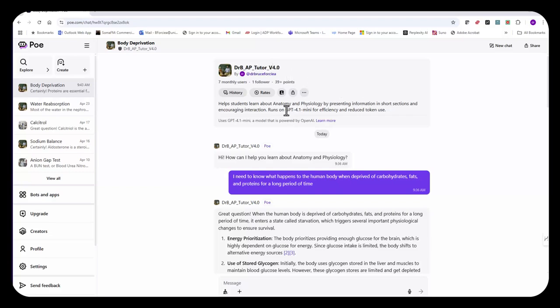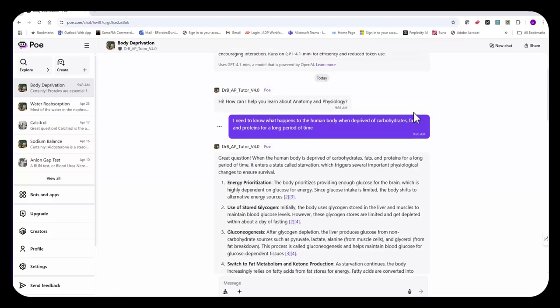This bot runs on GPT 4.1 mini, which actually reduces the token use. Now my older bots ran on the full-blown GPT 4.0 version, which actually used a lot of tokens, and students would complain that they're running out of tokens because they're using free accounts in Poe, and they just would not be able to use the bot that much. What I did then was redesign the bot to use 4.1 mini so that it really reduced the token use.